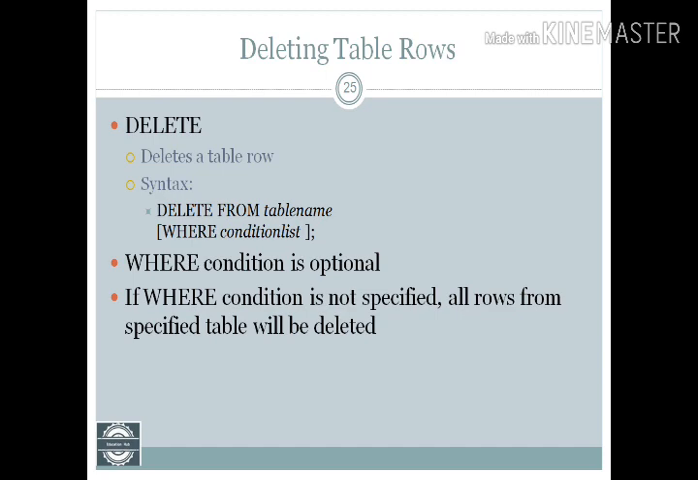So here one thing: if a where condition is not specified, all rows from the specific table will be deleted. And if the column list is given, that means a condition is given, and the values satisfying that condition will be deleted. I think the delete command is now clear to you.